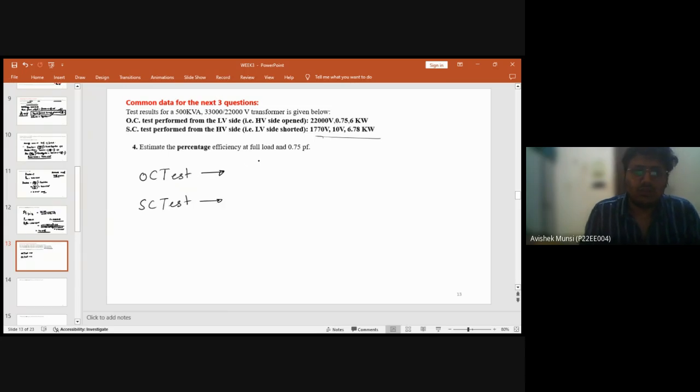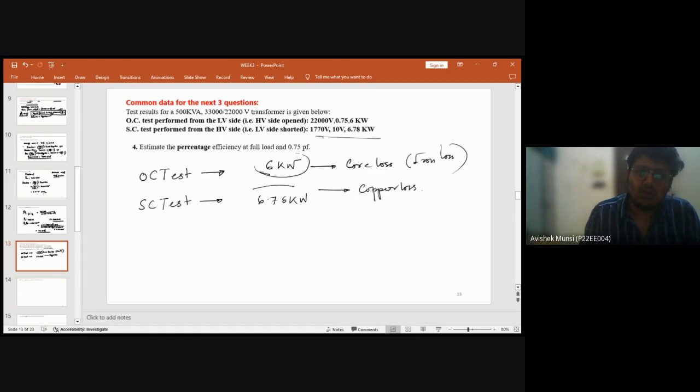So the loss gets 6 kilowatt and this is 6.78 kilowatt. The loss which is coming from the open circuit test is basically the core loss or the iron loss. And from the short circuit test, the power which is coming is basically the copper loss. So we have copper loss and core loss.